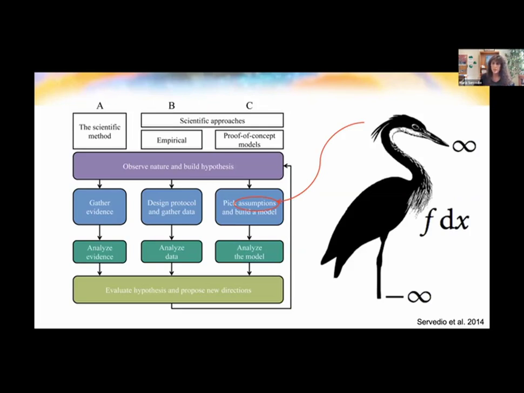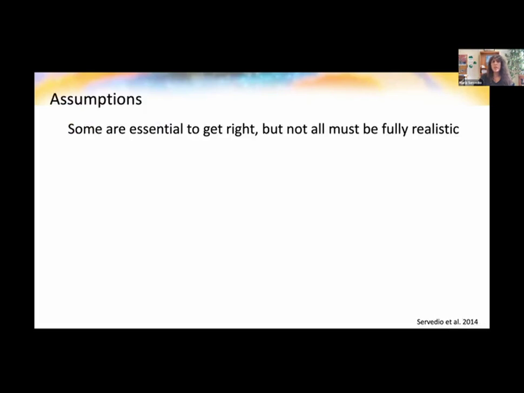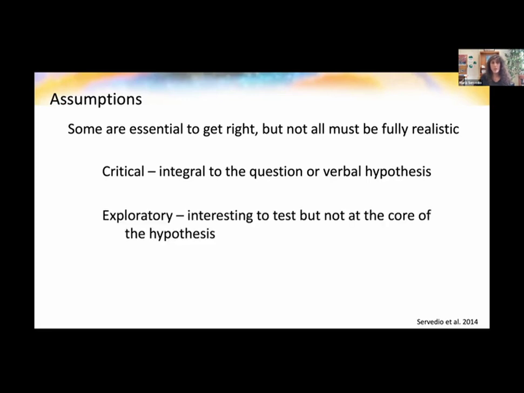Now, in order for proof of concept models to make sense, it's critical that there is an interface with data, of course, and this really comes in at the assumption stage. We pointed out that some assumptions are essential to get right, but not all of them must be fully realistic, as I'm sure we all understand as theorists. We classified assumptions into 3 different groups. Critical assumptions are really integral to the question or verbal hypothesis, and you have to get these right, otherwise you're not really addressing what you say you're addressing.